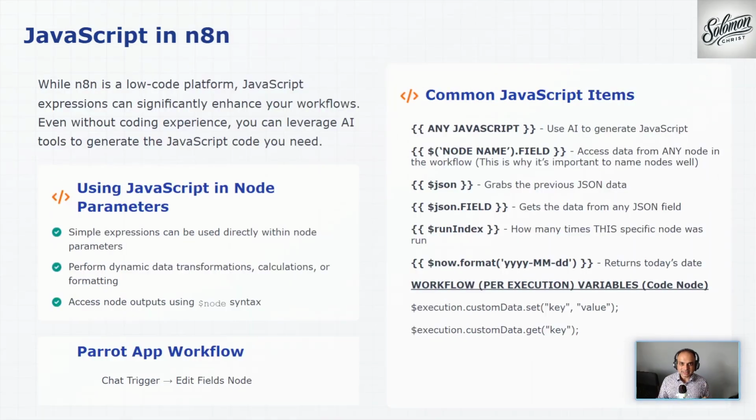Another important thing inside of n8n is JavaScript. JavaScript is in a lot of the coding portions of n8n, and so you're going to see this all over the place. Knowing some basic JavaScript items gives us additional superpowers within n8n. So even though n8n is meant to be a no-code, low-code type of platform, JavaScript components and expressions can really enhance your workflows and take them to the next level. And even if you don't know all the JavaScript in the world, you can use AI like ChatGPT and others to actually create the JavaScript for you.